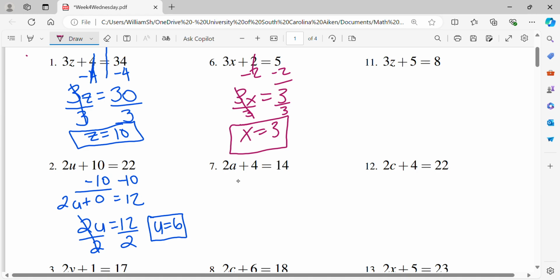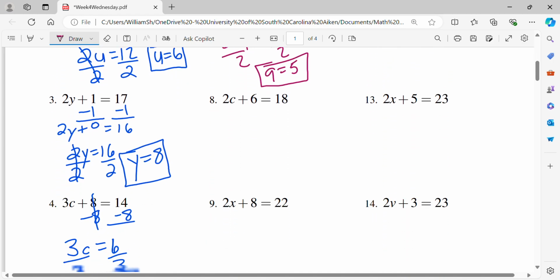Number 7 says 2a plus 4 equals 14. I'm going to subtract 4 from both sides. It's going to give me 2a equals 10. I'm going to divide by 2. This is going to give me a equals 5. All right, picking up speed here a little bit.